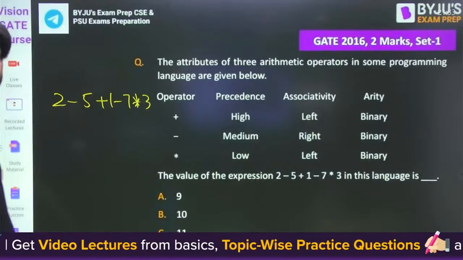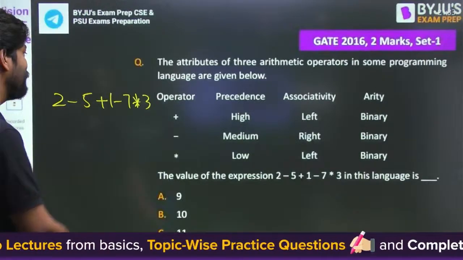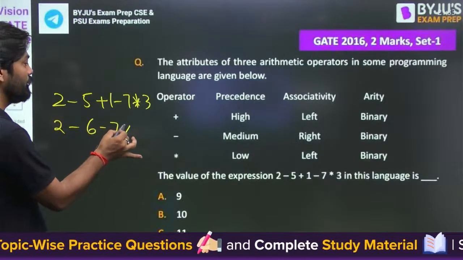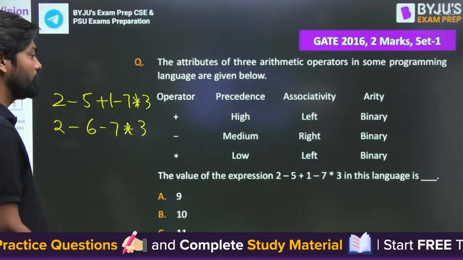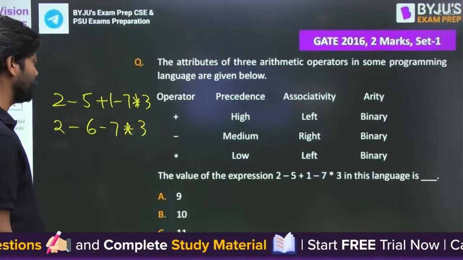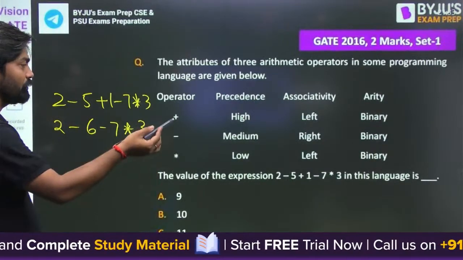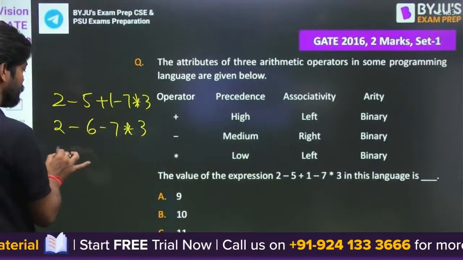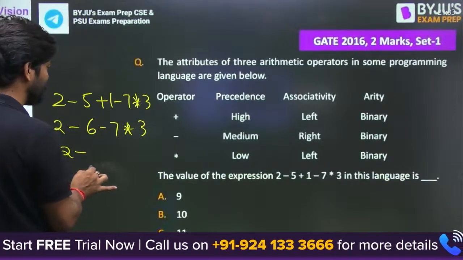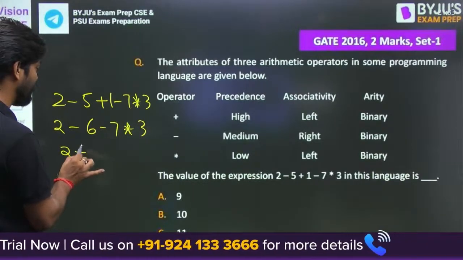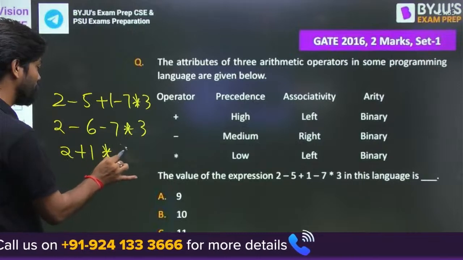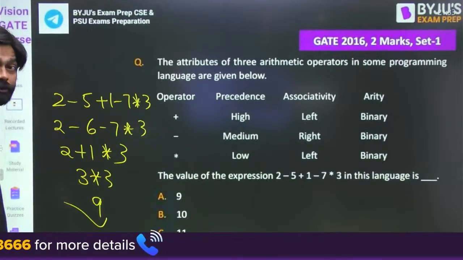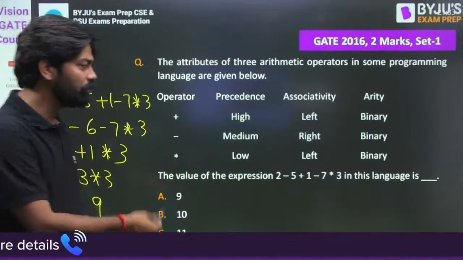Okay, 9. Someone is telling 9. So plus has the higher priority, so it is nothing but 2 minus 6 minus 7 into 3. Minus is right associative because they have written minus. So this one we evaluate first: 2 minus minus 1, I can add 2 plus 1, which is 3. Now what we have is 3 into 3, which is 9. So 9 is the right answer for this one. It is a GATE question only.